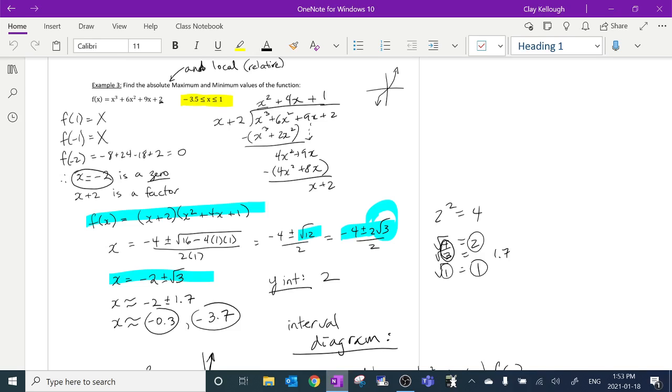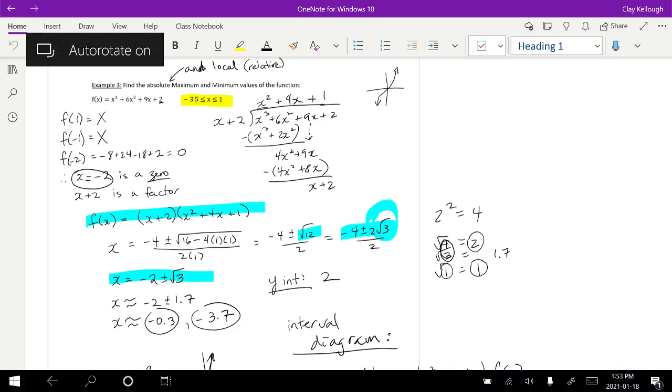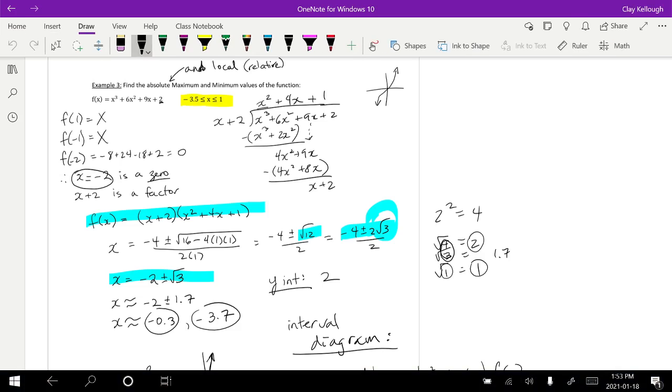Just to recap where we left off, we used our grade 12 skills to find out as much as we could about this equation here. It's a cubic, which tells me right away that one arm goes up and the other goes down, and because it's got a positive leading coefficient, the down is on the left, the up is on the right. And we used the factor theorem to find its factors, or its zeros, its x-intercepts, which turned out to be -2, -0.3, and -3.7. We can tell it has a y-intercept of 2, and this one has a domain restriction.